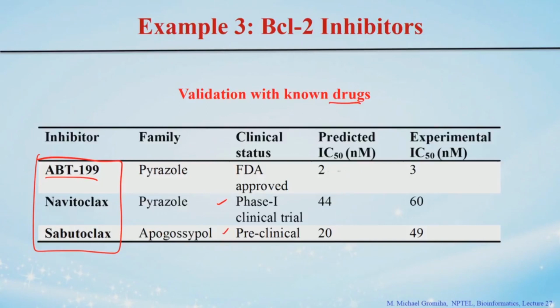This is very close, for example 44 and 60, and 20 and 49. This is not a bad one. You can see the predicted values agree well with the experimental values even for the known drugs. These were not used in the development of the model, so this works.